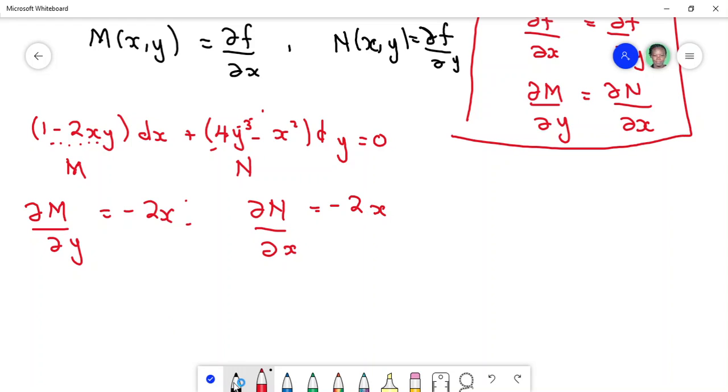So what do you see? You realize that they are equal. So they are exact. Because they are exact, then I can solve this differential equation. In our next lesson, we'll look at how to solve an exact differential equation.